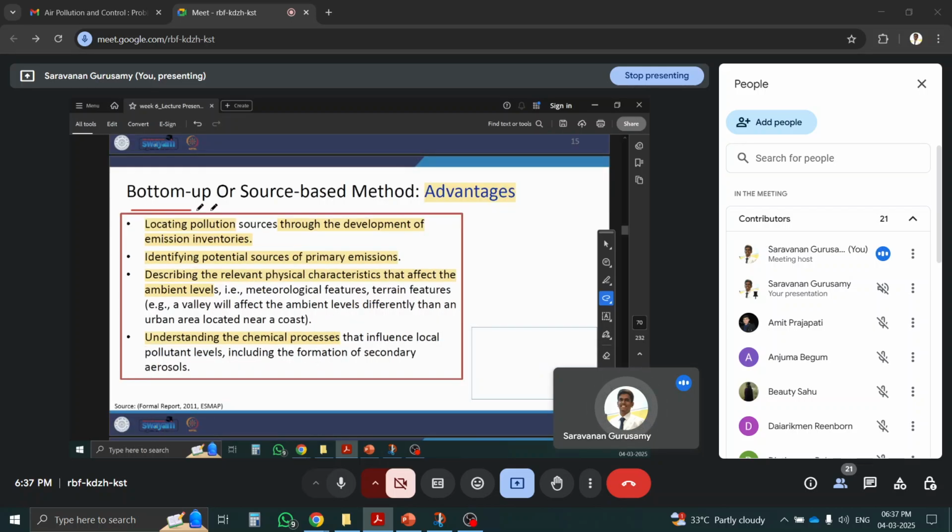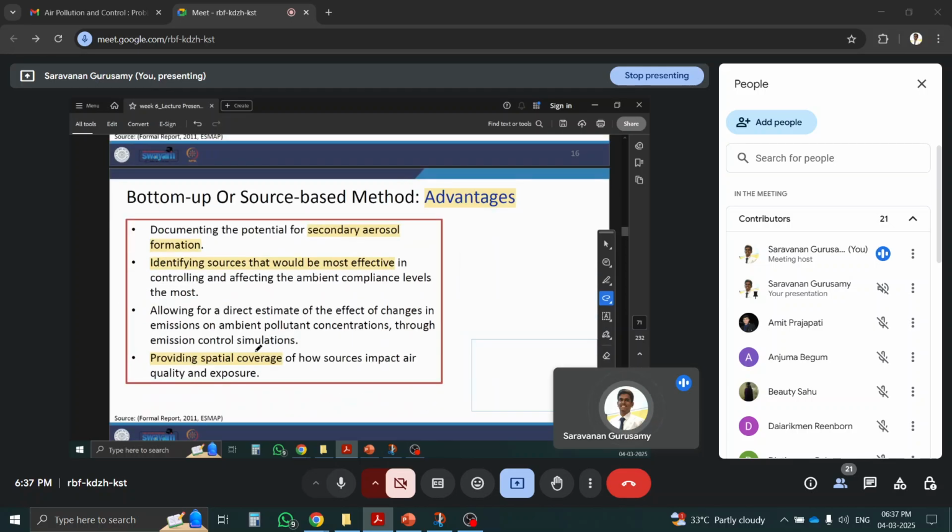So what is the advantage of the bottom-up approach? It locates pollution sources through the development of emission inventories. So you know the location of each pollution source and identify potential sources of primary emissions. Initially, it identifies and describes relevant physical characteristics that affect the ambient levels, and helps in understanding the chemical processes also.